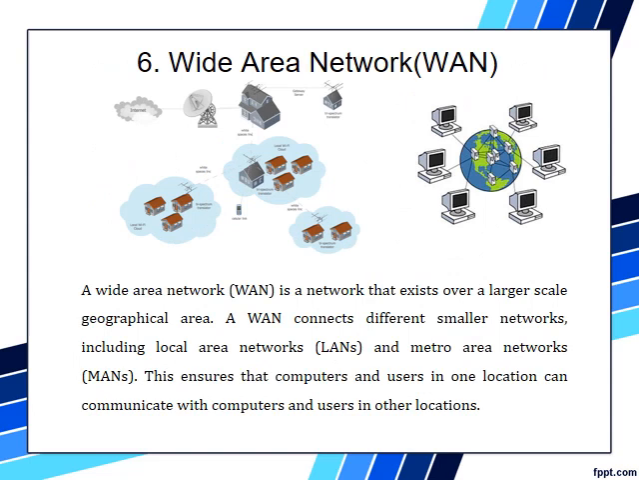Next is wide area network. A wide area network is a network that exists over a large scale geographical area. A WAN connects different smaller networks, including local area networks and metro area networks. This ensures that computers and users in one location can communicate with computers and other users in other locations.